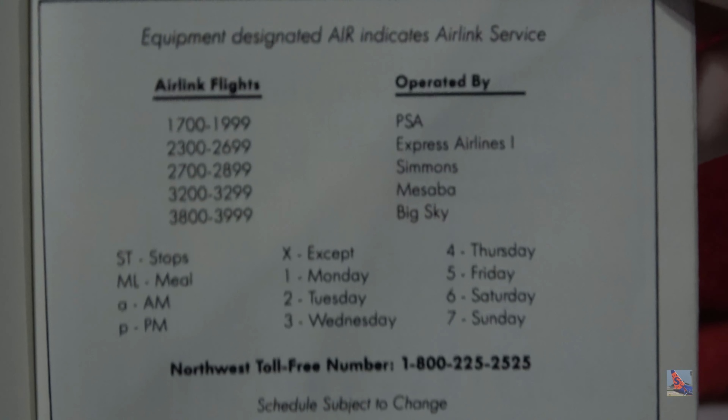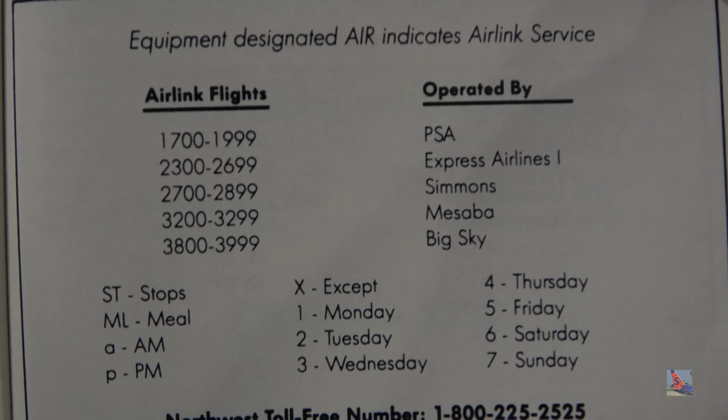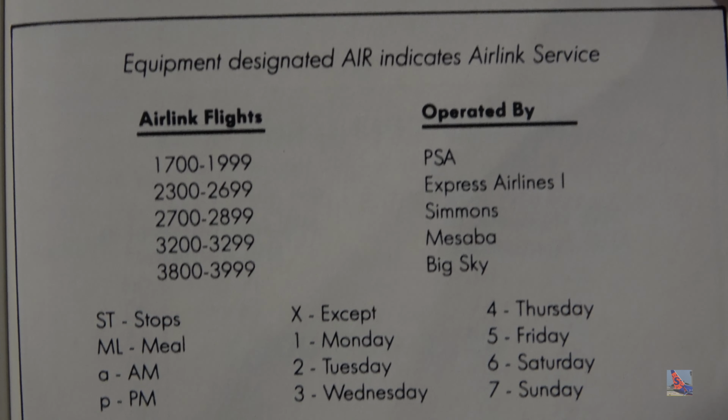So okay, it actually is mentioned. It is towards the back of the timetable, so you can see it right around there. 3200 to 3299 would be Mesaba, and they were in the 3200 range, so it is indeed Mesaba. So that is to be expected.